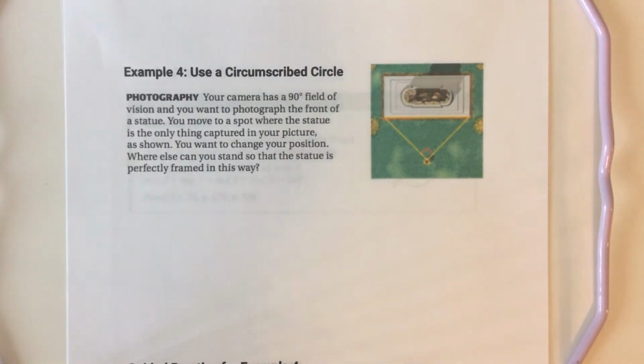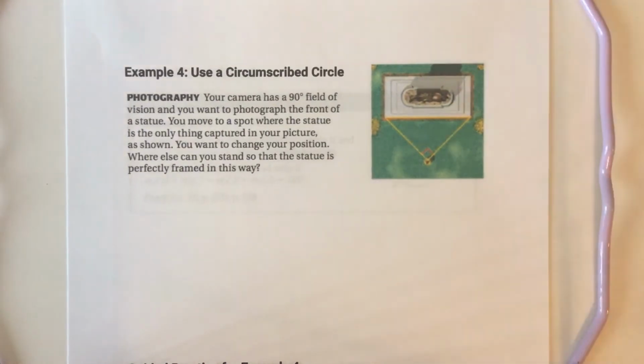Say your camera has a 90-degree field of vision and you want to photograph the front of a statue. You move to a spot where the statue is the only thing captured in the picture. It's the only thing you see as shown. You want to change your position. Where else can you stand so that the statue is perfectly framed this way?